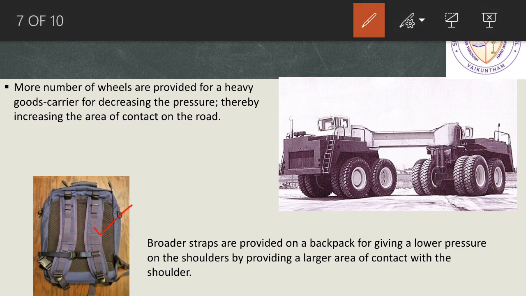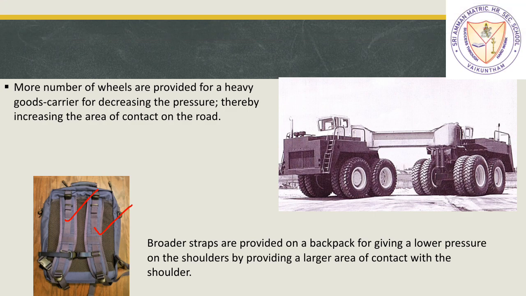So this is what I'm talking about, the two straps which you will be wearing. Those two straps will be very much broad, not like a thin wire or thin thread or thin rope. It will be a broad strap. So why is it given? When a broad strap is given, what happens? The area of contact will be more, so that it will exert less pressure on your body. Therefore you will not feel much pain.